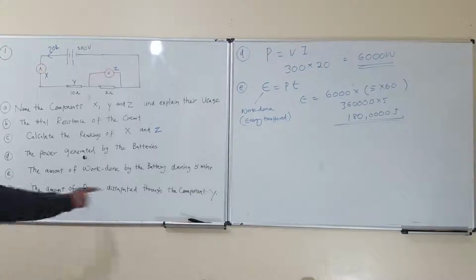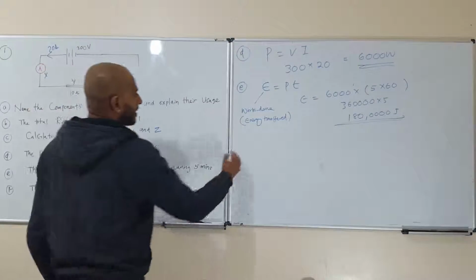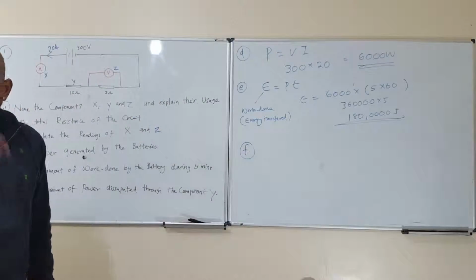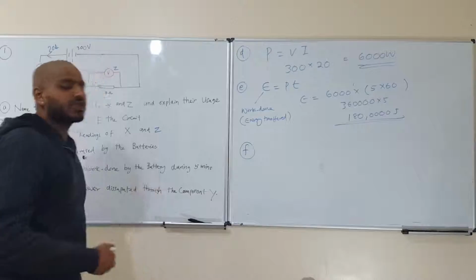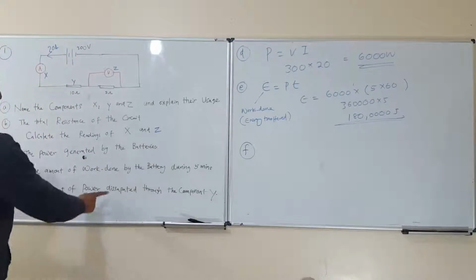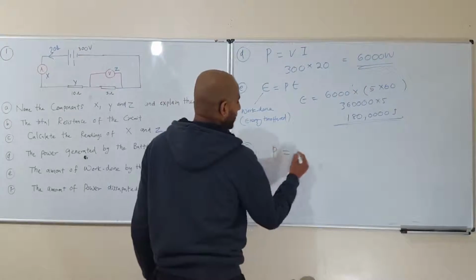The amount of power dissipated through the component Y. Again, power dissipation and power generated, the same equations can be used basically. So if you want to find the amount of power dissipated through that, we can use P equals VI.